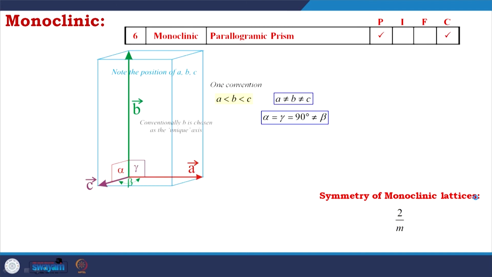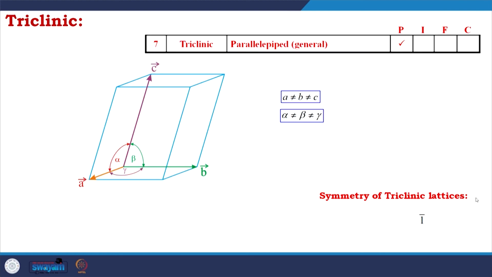Monoclinic, primitive and C centered. Here a not equal to b not equal to c for the sides, and a less than b less than c, alpha equal to gamma equal to 90 degrees not equal to beta. The symmetry is 2/m only. Triclinic, it is primitive, a not equal to b not equal to c, alpha not equal to beta not equal to gamma, only 1 bar is the symmetry operation.